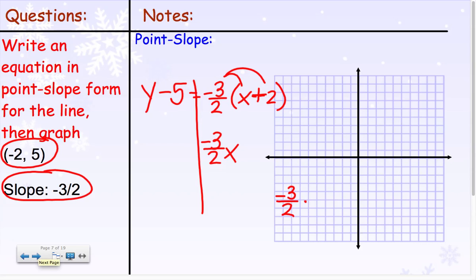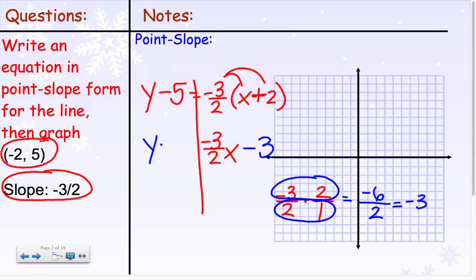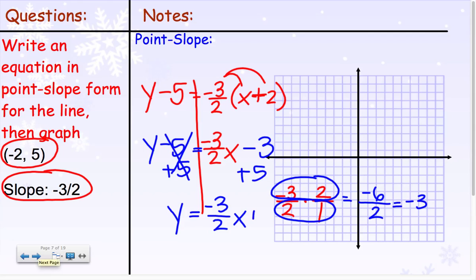-3/2, I'm trying to times it by 2. Well, 2 as a fraction is 2/1, and then I can just multiply across. So -3 times 2 is -6, 2 times 1 is 2, -6 divided by 2 is -3. Bring down the y minus 5, get y by itself by adding 5 to both sides. Now our equation will be in slope-intercept form, which means I can graph it. -3 plus 5 is 2. So put my dot on 2 on the y-axis, rise -3, run 2, rise -3, run 2.